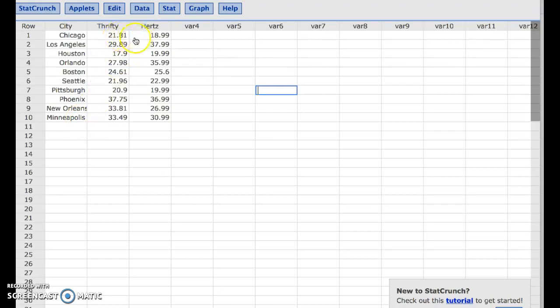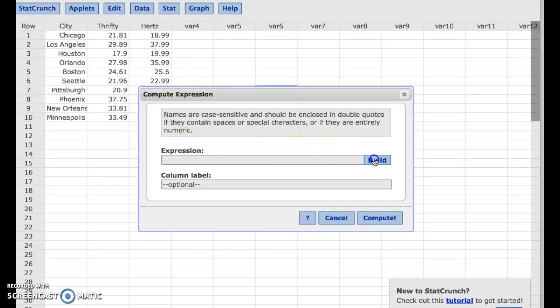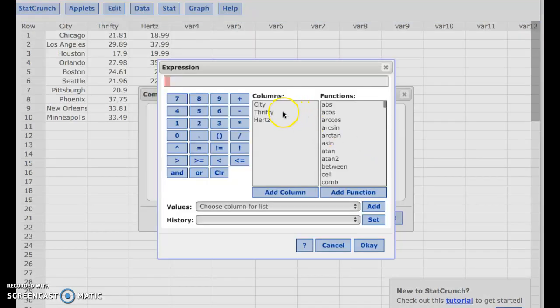Notice we have it paired geographically, similar to the hotel example, because in different cities, we might have different rental prices that are based on the geographic location. Notice the first thing I want to do is go ahead and compute those differences. So hit compute expression. I'm going to build, and I'm going to do Thrifty minus Hertz. Now, when you're thinking about the order of your subtraction, you can subtract in the order that you choose. You don't have to do first minus second.